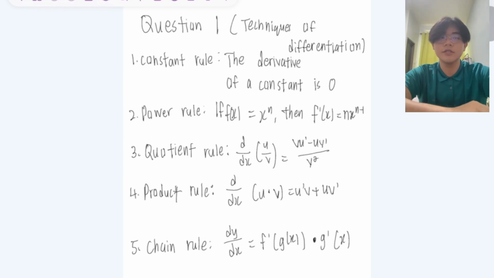Fourth one, product rule. Product rule in calculus is usually used when we need to find the derivative of a function that is the product of two other functions. The formula for it is d over dx of u times v. Then it will become u prime v plus u v prime. Last but not least, the chain rule. The chain rule is usually used when differentiating composite functions, which are functions within another function. And the formula for it is dy over dx equals f prime g(x) times g prime x.